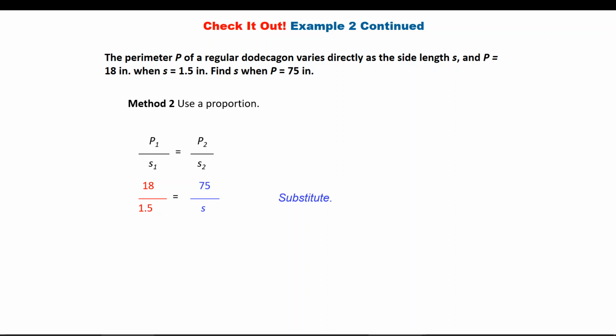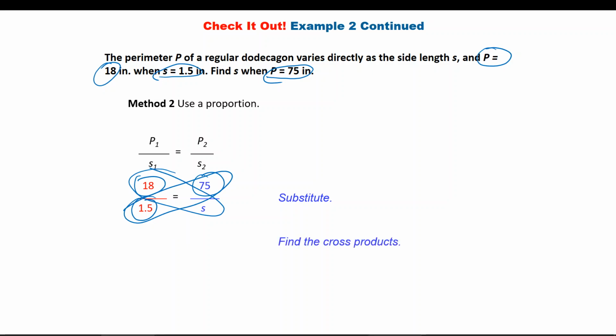So here's our number. Our original is p equals 18, and our s, original side, is 1.5. They want to know what s is going to be when p is 75. What is s? Next, all we have to do is our cross multiplication. Find the cross products. And then we just have to solve for s by dividing both sides by 18. And now we have s.